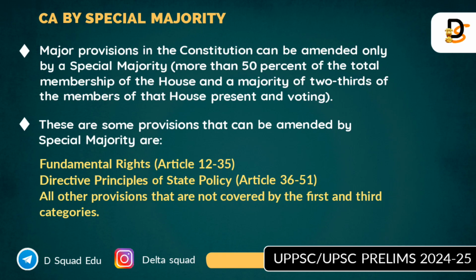Now, the second category is constitutional amendment by special majority. Major provisions in the Constitution can be amended only by a special majority, which means 50% of the total membership of the House and a majority of two-thirds of the members of that House present and voting. Some major provisions that can be amended by the special majority are Fundamental Rights, Articles 12 to 35, the Directive Principles of State Policy, DPSP, Articles 36 to 51, and all other provisions that are not covered by the first and third categories.